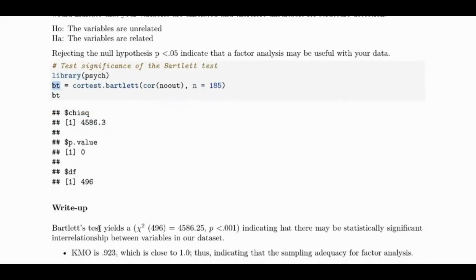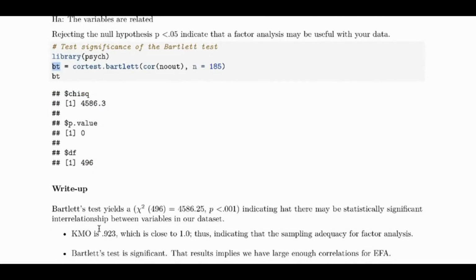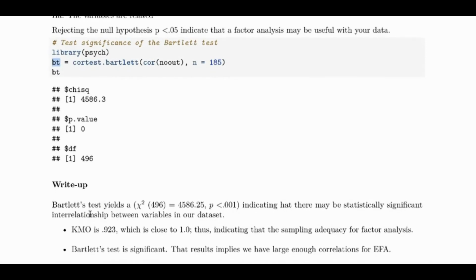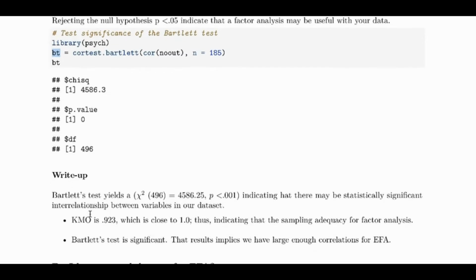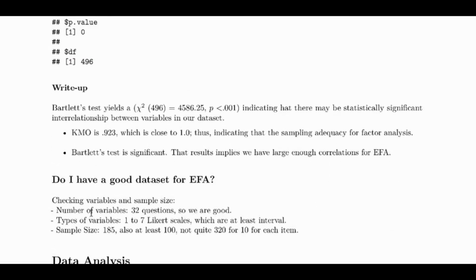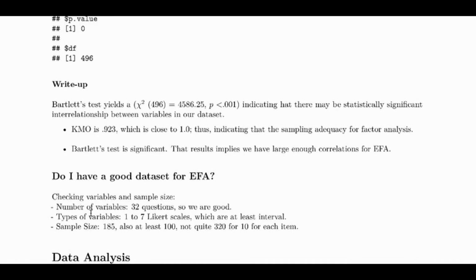So I reject the null hypothesis, and that means that there is a relationship between the variables in our data set, and that's what I want because I'm using a procedure that's counting on those relationships. So my KMO was close to 1, my MSA values were all greater than 0.5, and my Bartlett's test was significant. So I think we have a pretty good sample, a pretty good data set for EFA.